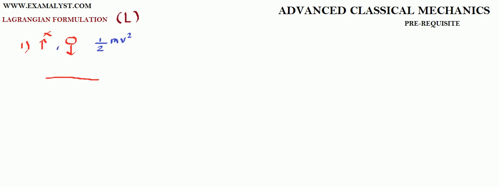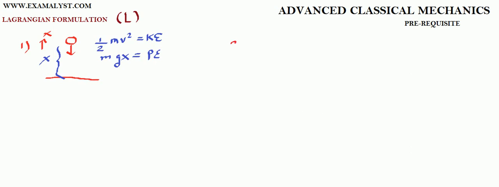So this is the kinetic energy. If an object is at a distance x from the ground, then what is the potential energy? The potential energy is given as, you know it very well, m into g into x.